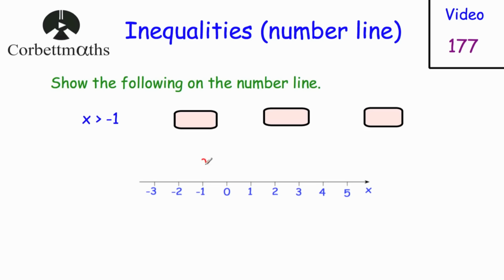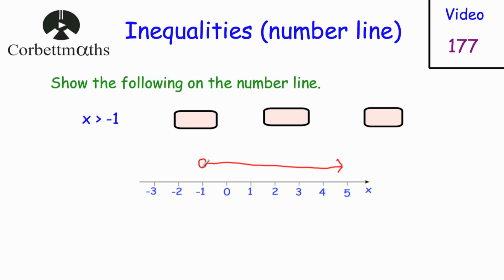So what we do is we put a hollow circle at negative 1. Because x can be bigger than negative 1, we put an arrow to the right, like so, and that tells us that x can be any value that is bigger than negative 1. And because the circle's hollow, it shows us that it can't actually be negative 1, so it's any number greater than negative 1.